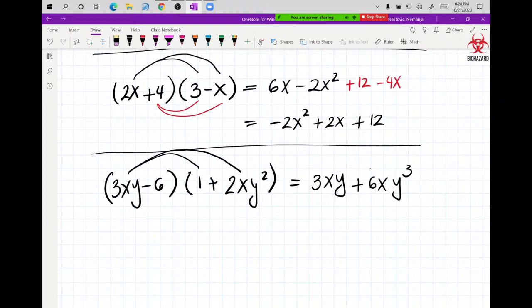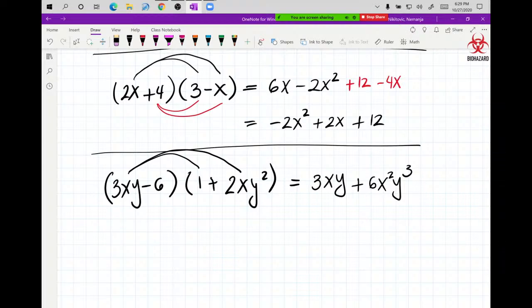What? X squared. X squared, good. Because we have x in a first, and we have x over here. X times x is x squared. And then y to the 3. Yes, y cubed is great.